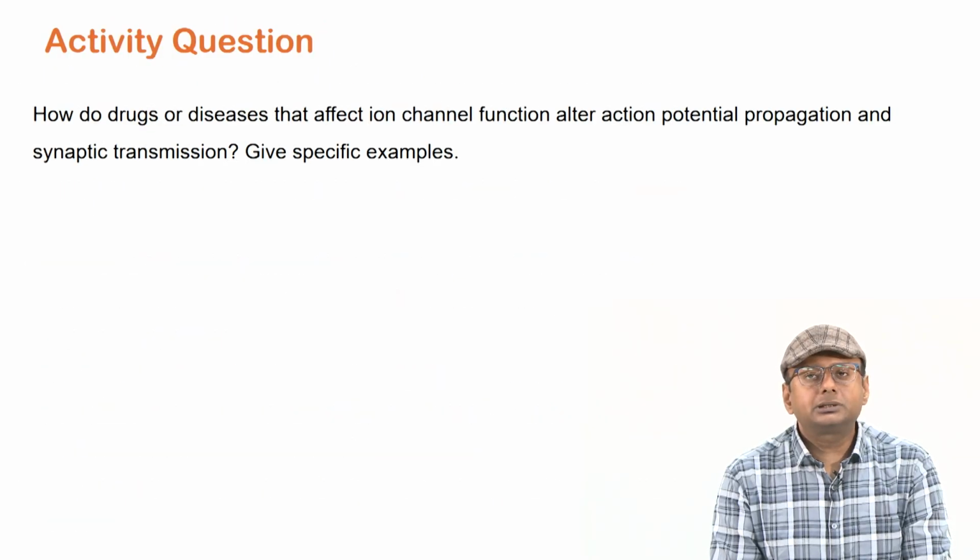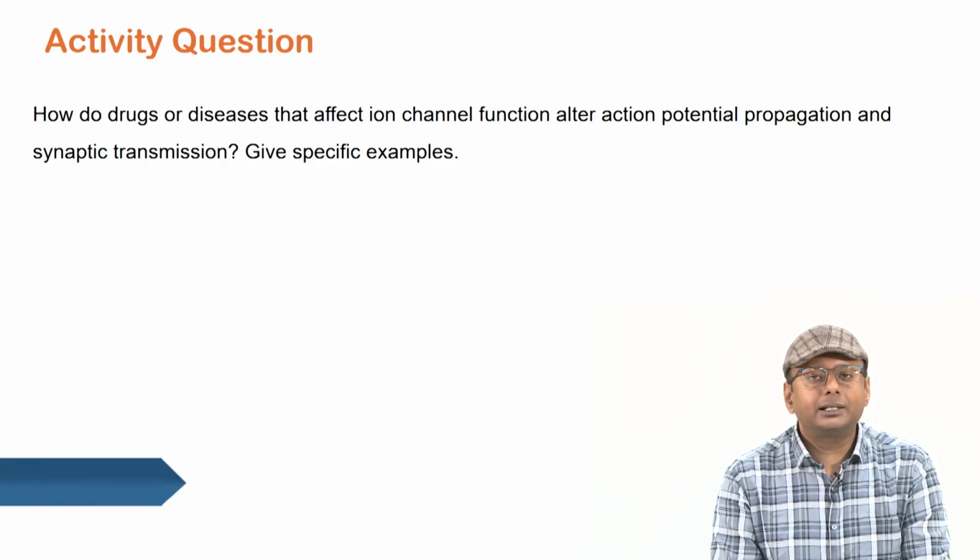So, activity question: how do drugs or diseases that affect ion channel function alter action potential propagation and synaptic transmission? You can also give some specific examples. So try to answer this question.